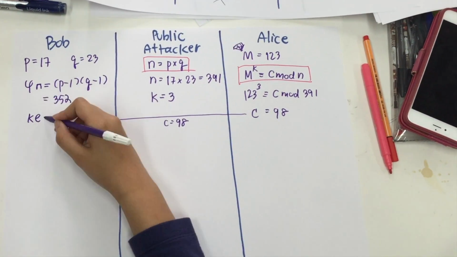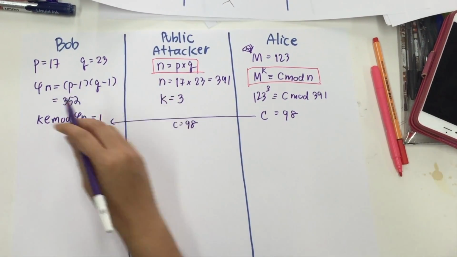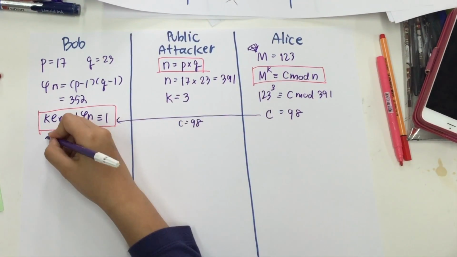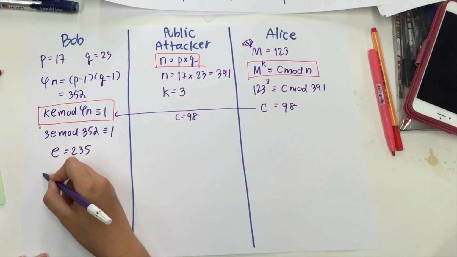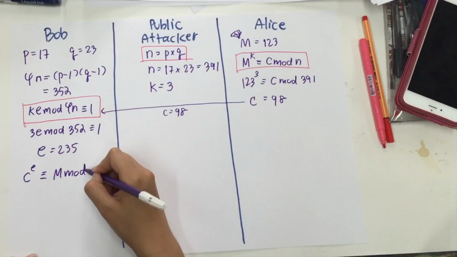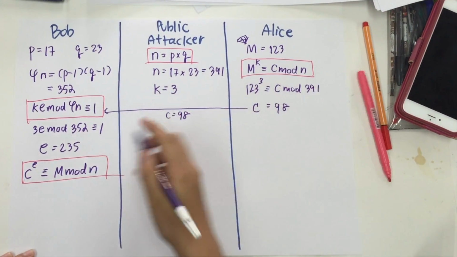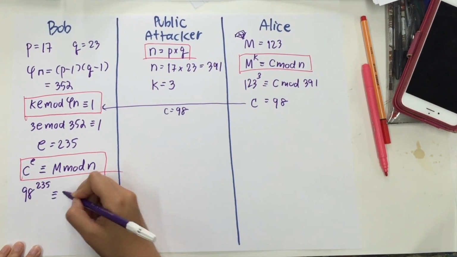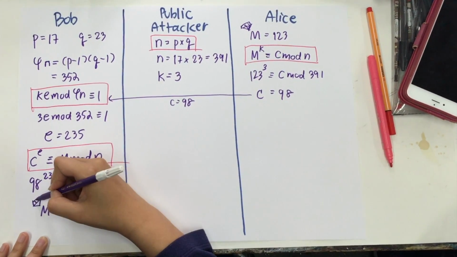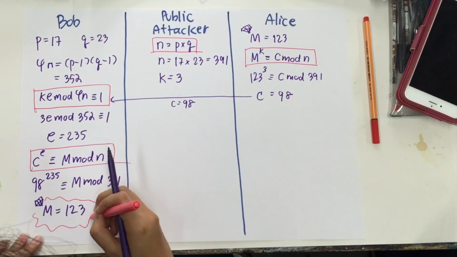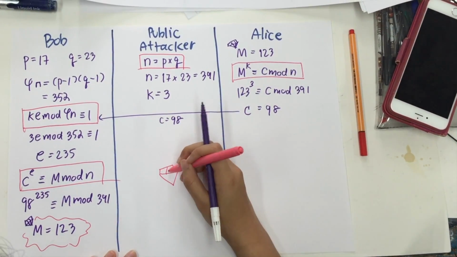Bob then uses another equation, k e mod phi n congruent to 1. Solving the equation gives a value of e equal to 235. To find m, he uses the equation c to the power of e congruent to m mod n. With the values of c, e, and n, he can now work out the message m equals 123, whereas a public attacker cannot find m because he does not know the value of e.